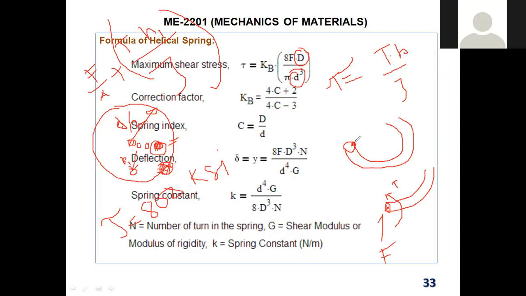So J will remain as pi by 32 d to the power 4. J will remain the same. Why? Because J is the torsional resistance.